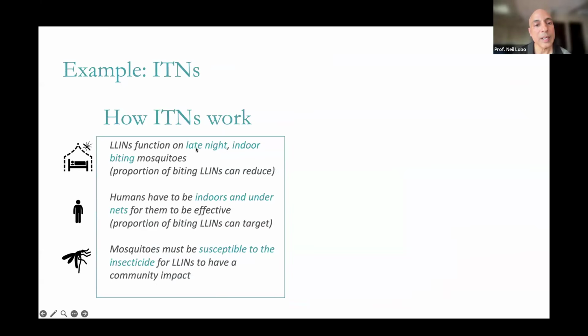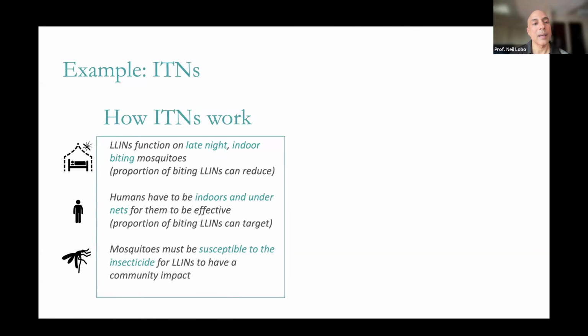So bed nets function on late night indoor biting mosquitoes. We know that. Humans have to be indoors and under nets for them to be effective. We know that. Mosquitoes must be susceptible to the insecticide and they must bite indoors late at night. So this is how bed nets function, and that is what ideally we would all do.